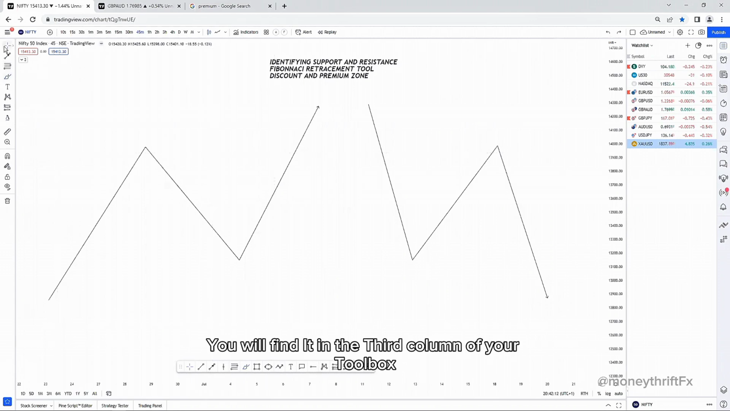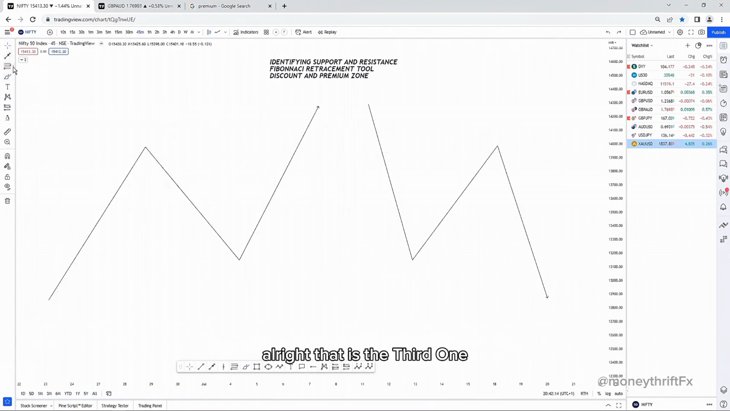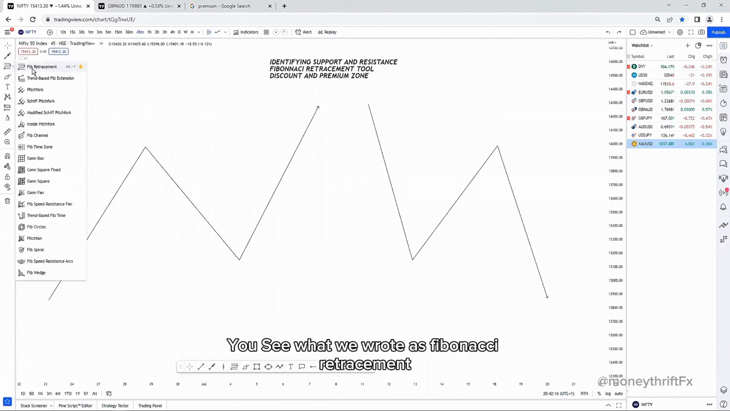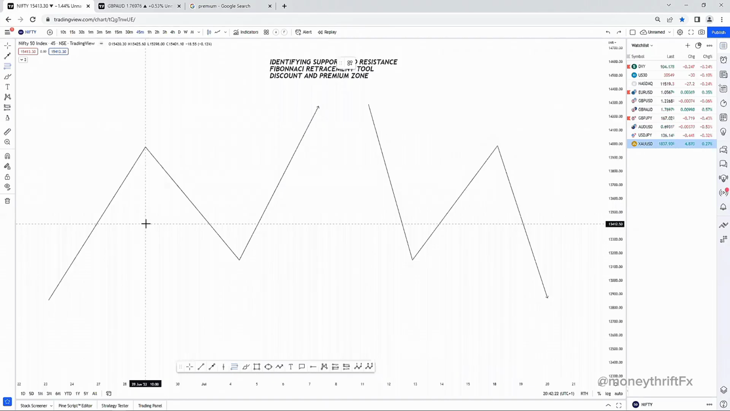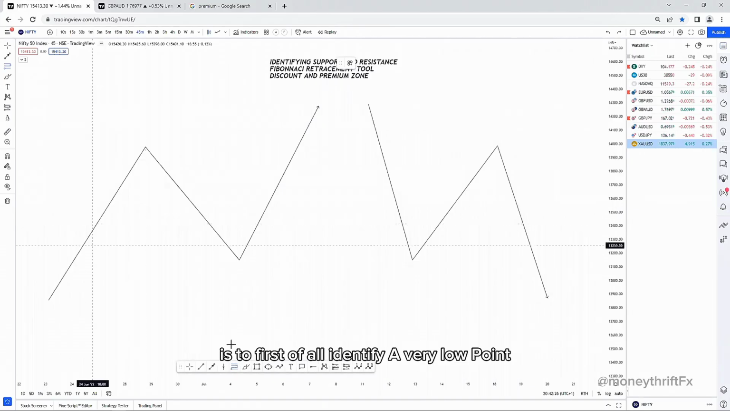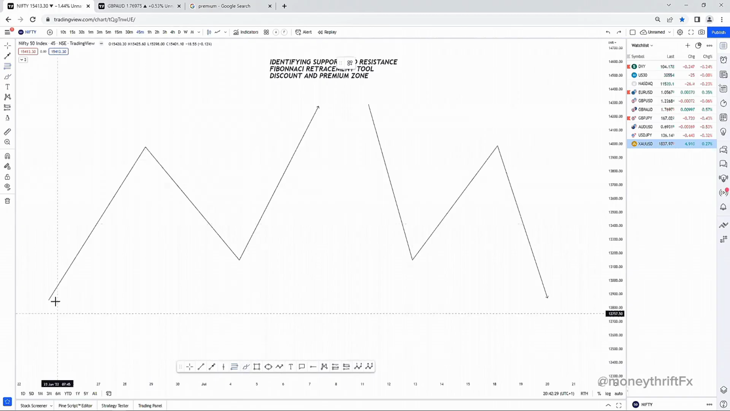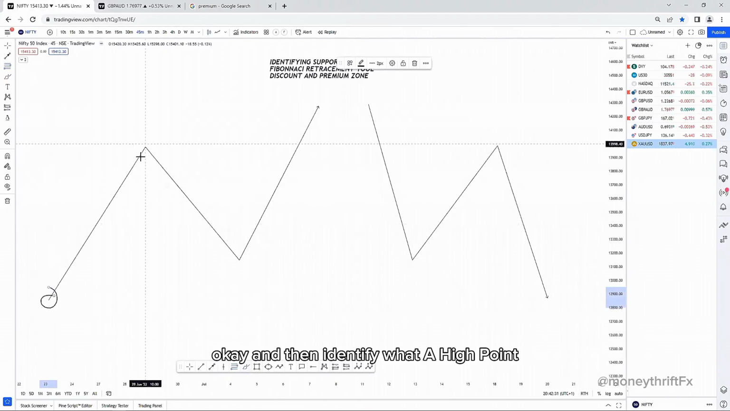All right. So what then is now the use for the Fibonacci retracement tool? This tool, you will find it in the third column of your toolbox. All right, that is the third one. The first thing, you see what we wrote as Fib retracement. When you draw that Fib retracement, for you to be able to get a particular very good discount zone where you can buy the market, what you have to do is to first of all identify a very low point and then identify what? A high point.